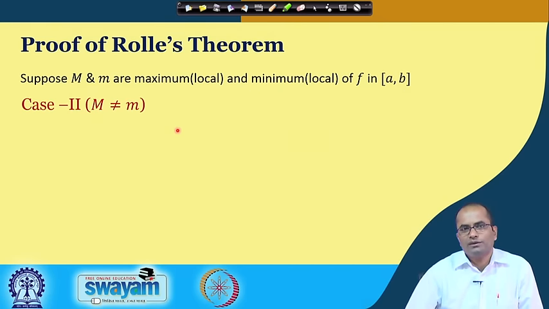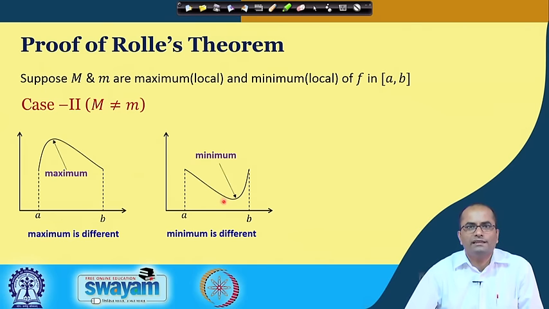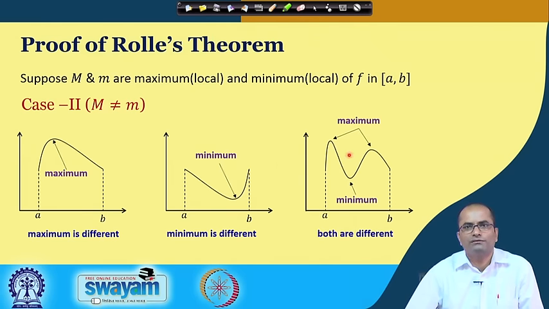Now the second case, when the maximum value of the function is not equal to the minimum value of the function. In this case we will consider three situations. The first one, let us assume that the maximum value, which can clearly be observed here, is different from the function value at a and b. The function values at a and b are equal as per the assumptions of the theorem. So, here we assume that the maximum value of the function is different from the function value at a and b. The second case, when the minimum value is different from the function value at a and b. And the third situation, that for some functions both may be different.